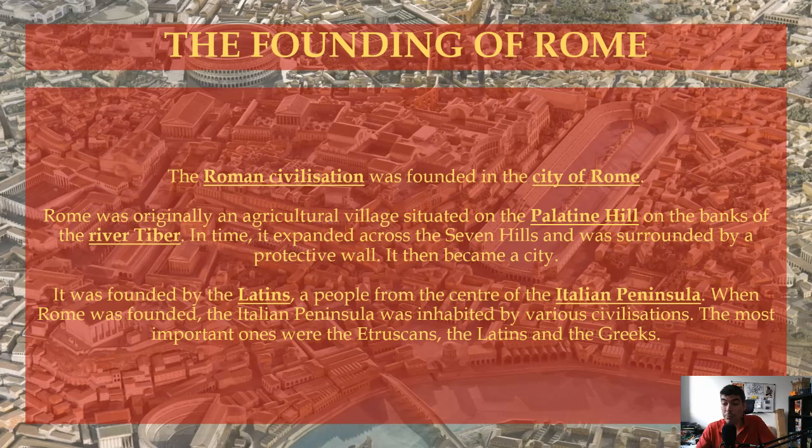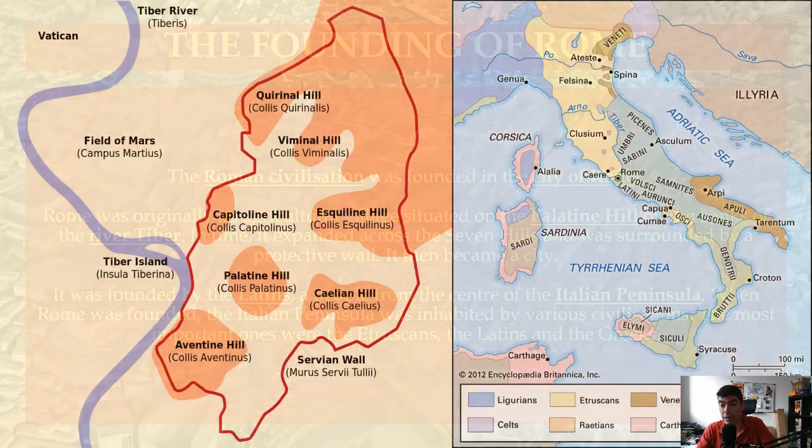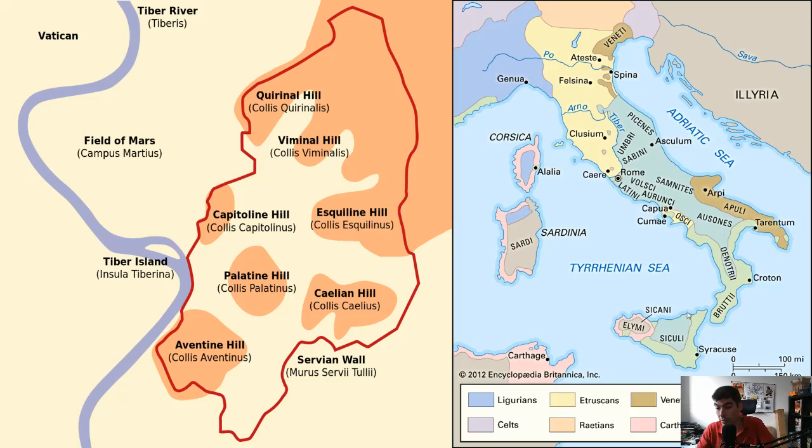The Latins were a people, a civilization from the center of the Italian peninsula, and they shared this peninsula with some other civilizations. The most important ones were the Etruscans and the Greeks. Remember when we studied the Greeks, in the south of the Italian peninsula there were Greek colonies, the Magna Grecia. So this is how it looked, okay?